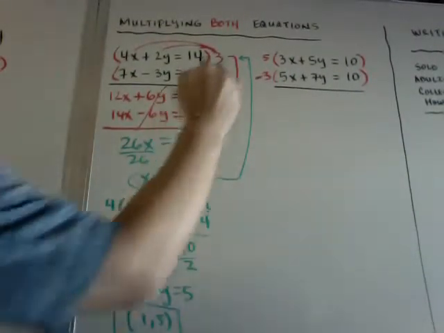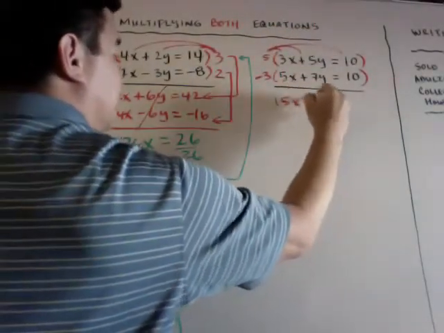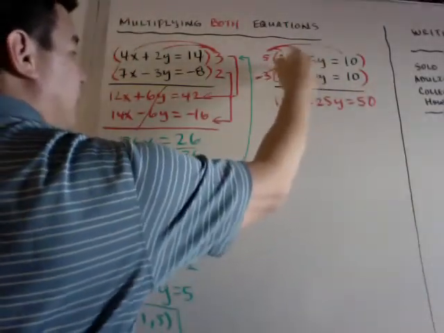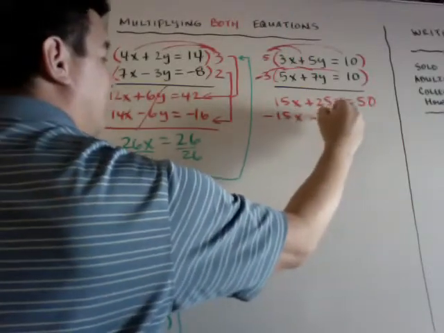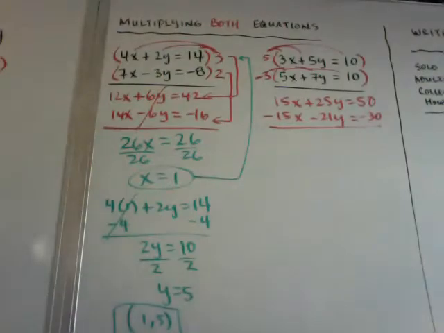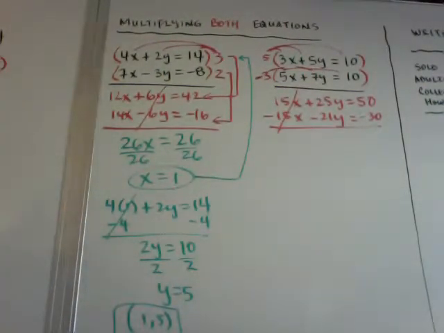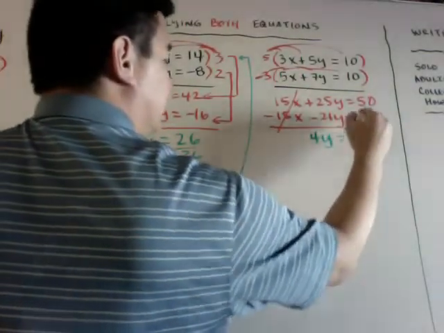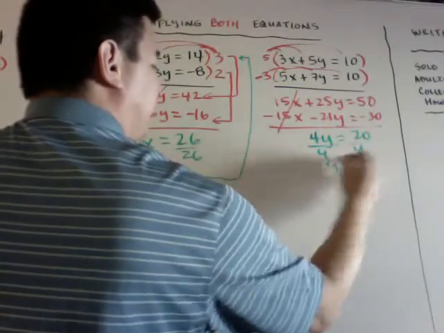Okay, so I'm going to distribute this, and I'm going to get 15x plus 25y is equal to 50. And I'm going to distribute this bottom one, and I'm going to get negative 15x minus 21y is equal to negative 30. Okay, so you can see this is eliminated. I eliminated my x, so now I can solve for y's. So I get 4y is equal to 20. Divide by 4, y is equal to 5.